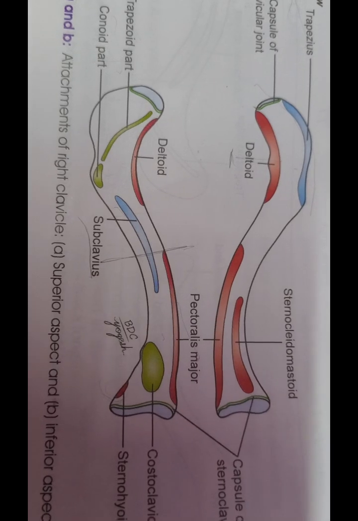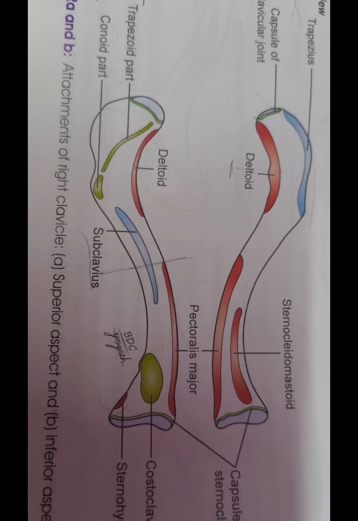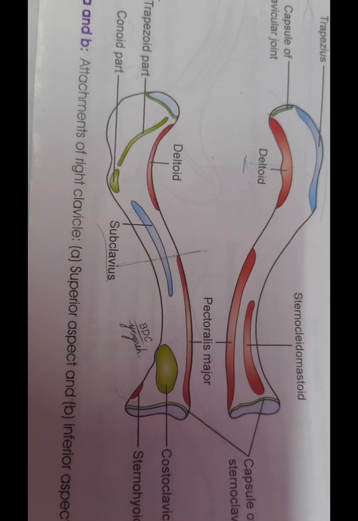There is also one more case called cleidocranial dysostosis, in which clavicles are absent, and that's all about the clinical anatomy, and that's all about the overall bone.